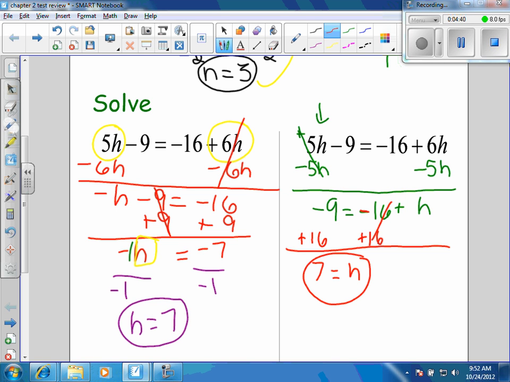Like I said, you don't want to do 2 ways on every problem during a test. But once in a while, it's nice to reaffirm that you can do more than one way to solve a problem. Any questions on that? So that's an example of variables on both sides. That would be a good test problem.